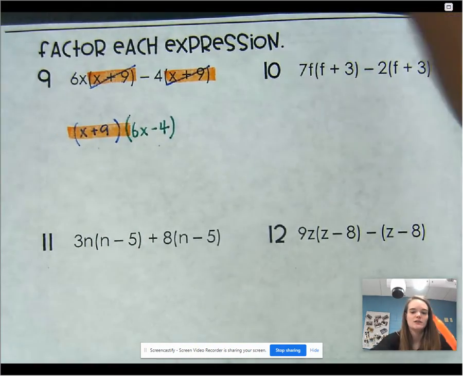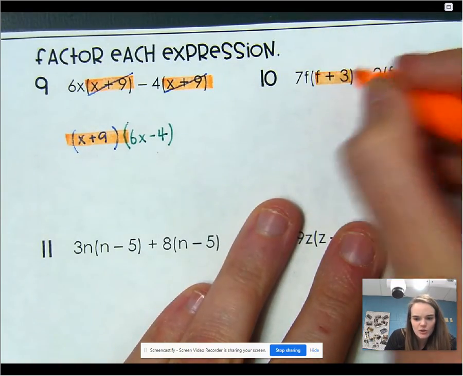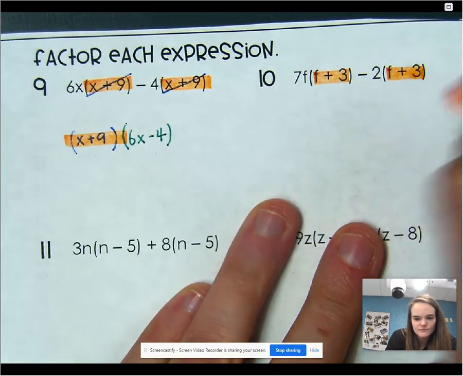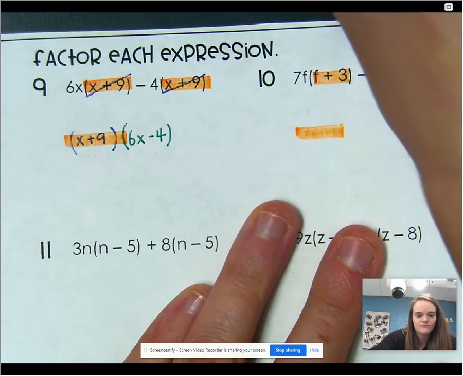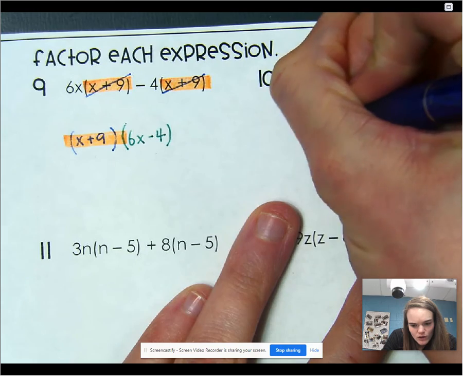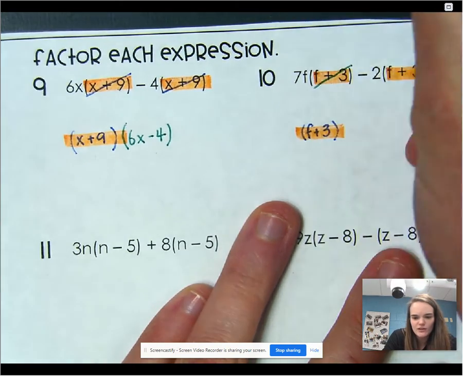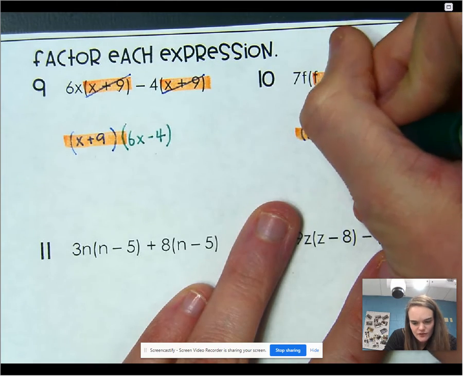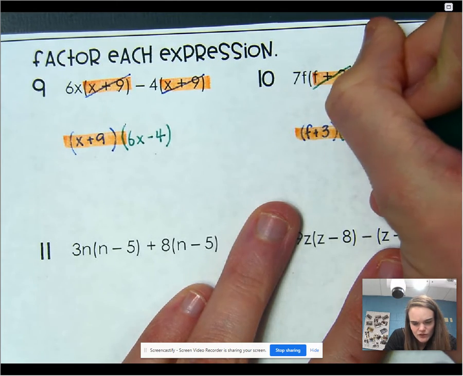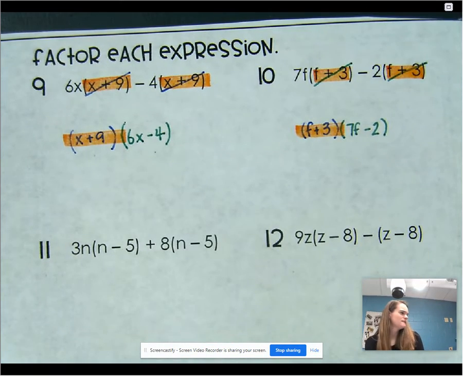Let's do number 10. Both of these have an f plus 3. So f plus 3. And what is left after I've taken these is 7f minus 2. Pause the video and try 11 and 12.